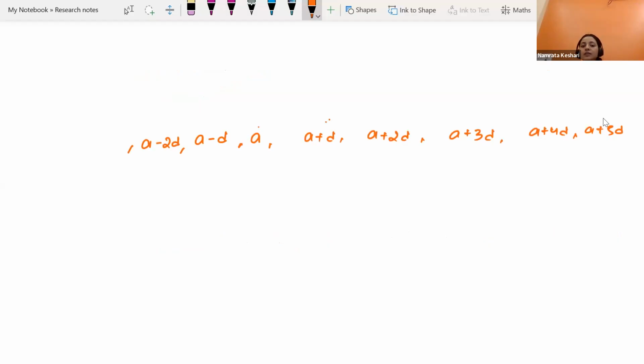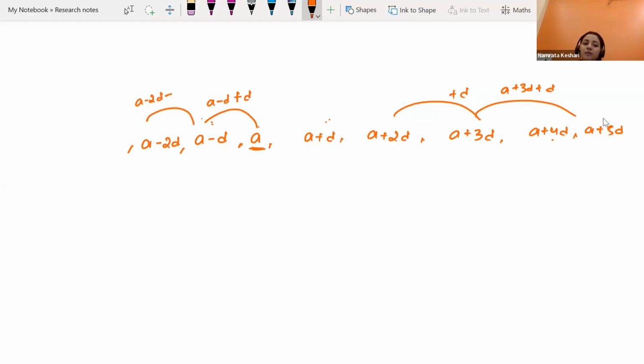नेक्स्ट टर्म और एक D ऐड हो गया, नेक्स्ट टर्म और एक D ऐड हो गया, तब जाके हमें फोल्डिंग हुआ. तो ऐसा ही कुछ हमारा यहाँ भी पैटर्न फॉलो होगा. पिछले वाले टर्म में अगर D ऐड करेंगे तो नेक्स्ट टर्म मिल जाएगा. यहाँ से हम गेस कर पा रहे हैं कि A के पहले वाला टर्म A माइनस D टाइप का दिखेगा, उसके पहले वाला टर्म A माइनस 2D होगा, क्योंकि A माइनस 2D में जब D ऐड करेंगे तो हमें A माइनस D मिल जाएगा.